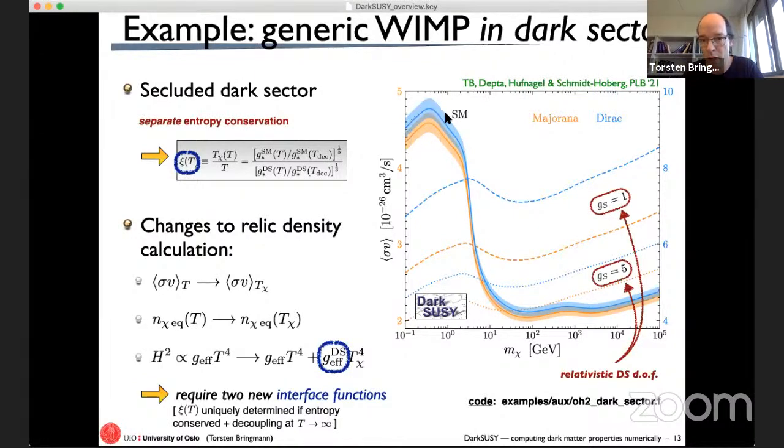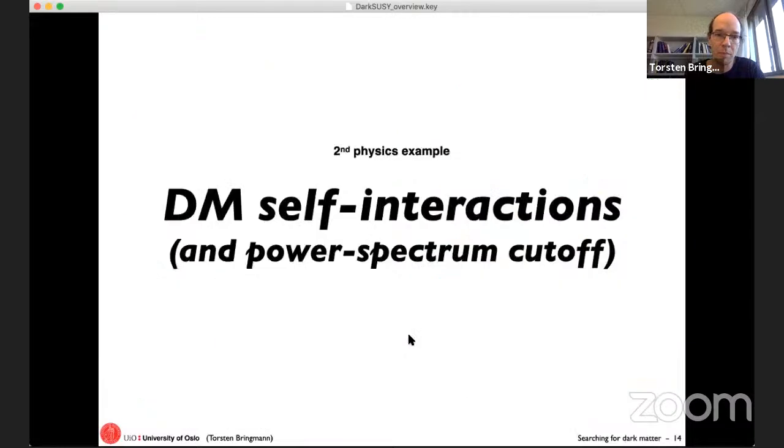Now you can also just check what happens if you use, instead of a Majorana particle, a Dirac particle. And these are the lines that you get for various dark sector degrees of freedom. So this is an example where you have Majorana or Dirac dark matter annihilating into just this given number of scalar dark sector degrees of freedom. And again, there's a detailed example that is basically used to compute the lines shown in this plot.